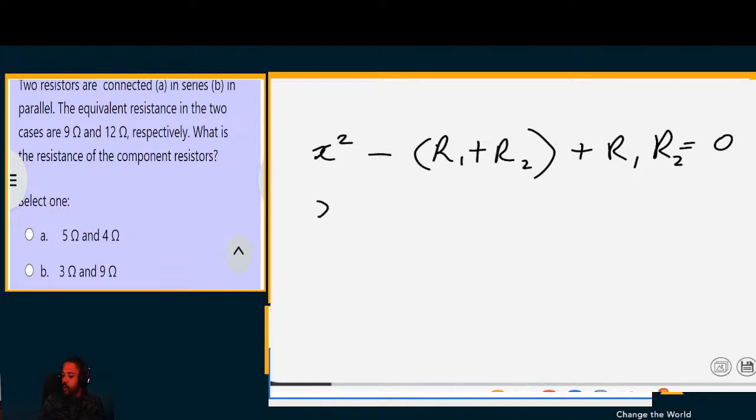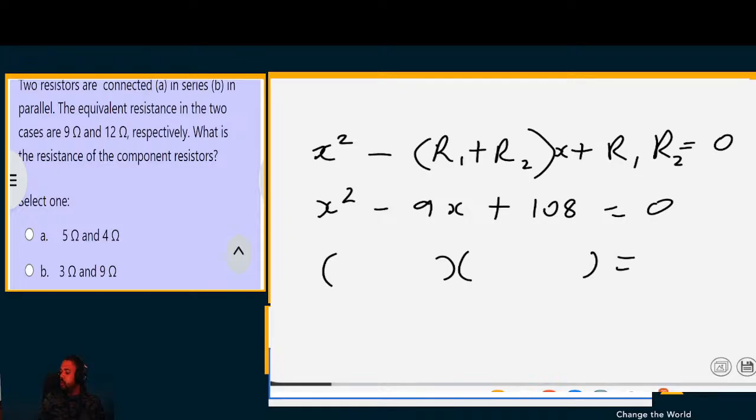But we already know what R1 plus R2 is. Oh, there's an x missing there. R1 plus R2 is 9, we've already established that. So it's 9x plus, and we know that R1 times R2 is 108. Is it 108 or 118? 108, yes, 9 times 12. And that's equal to 0. And x will be your two factors. You can now solve for x.